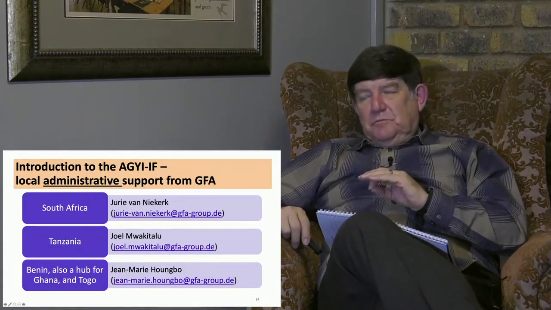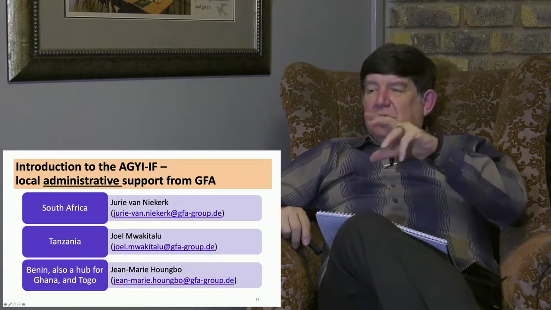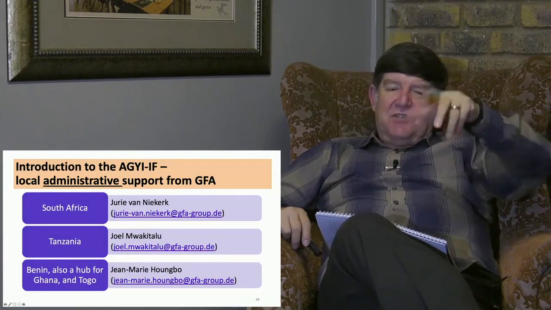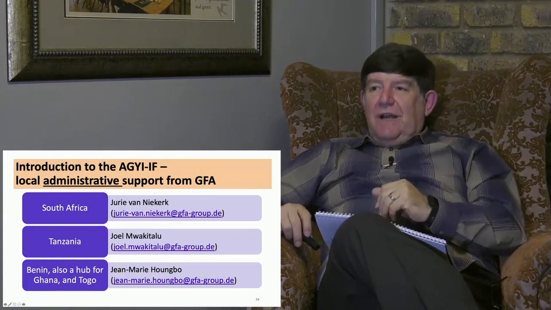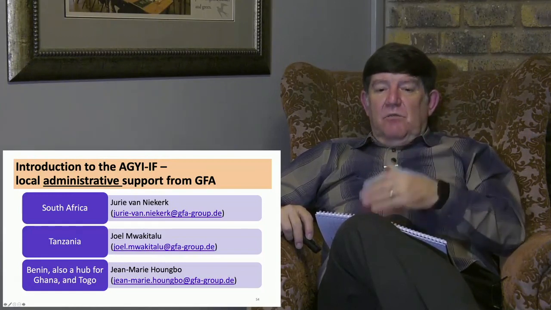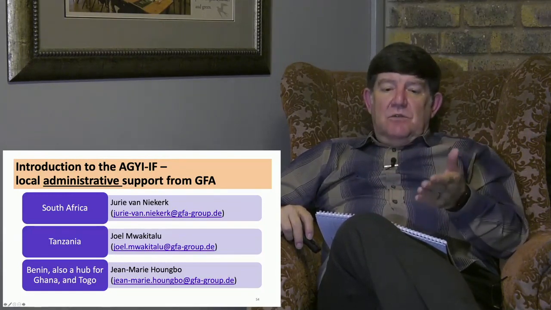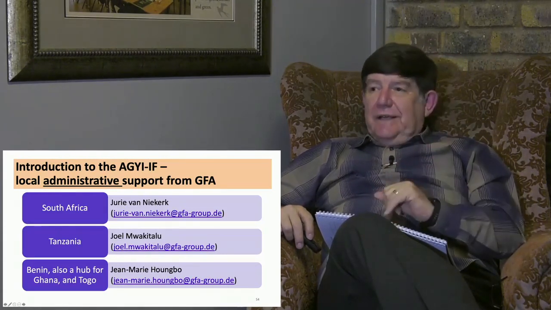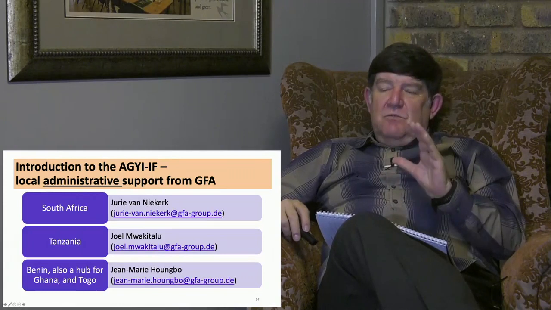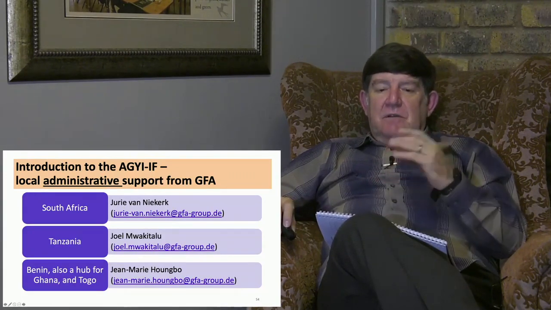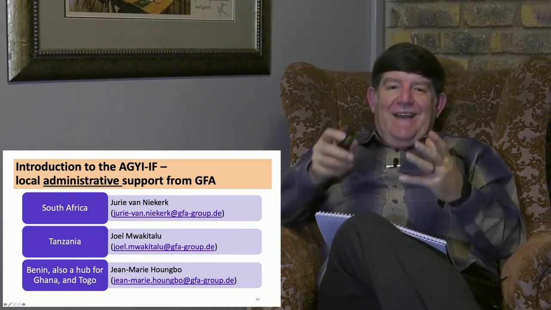Administrative support. Technical issues around budget, how do you do this, can I add an extra line, those type of things. You've got your country coordinator, South Africa, myself, Yuri van Niekerk, Tanzania, my colleague Joel Makwatulu, and in Benin also for Ghana and Togo, my colleague Jean-Marie Hongbo. You've got our contact details, feel free to contact us, we're there to support you and help you prepare a very good application.